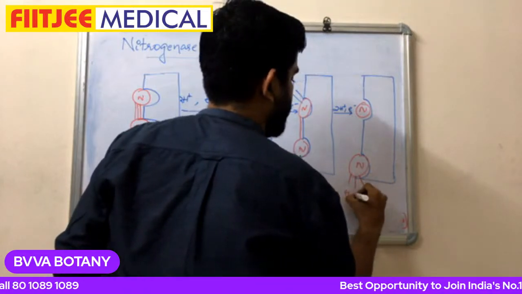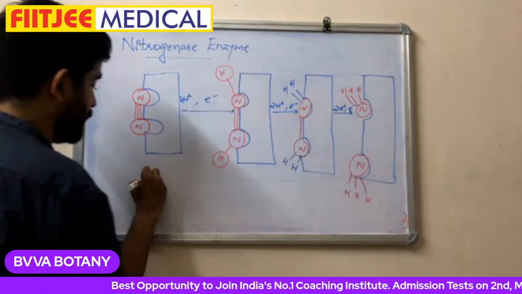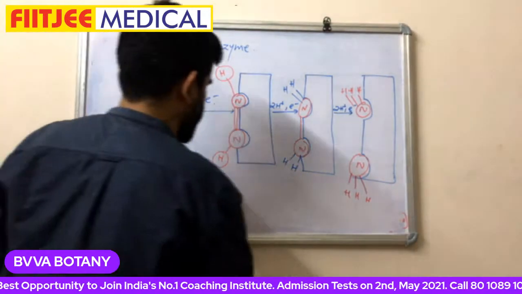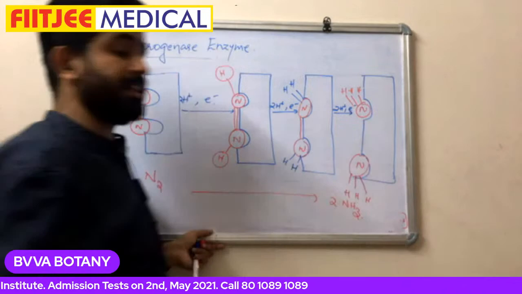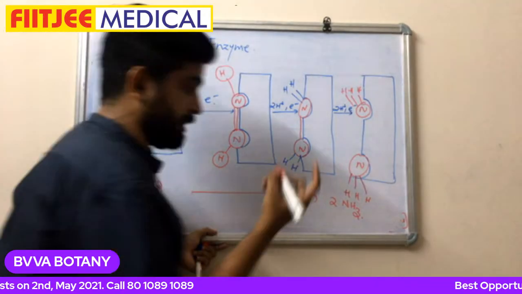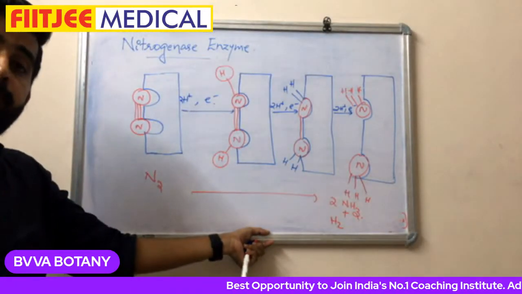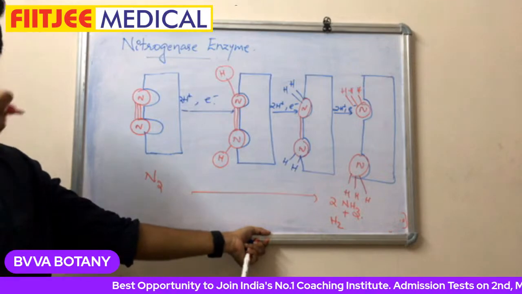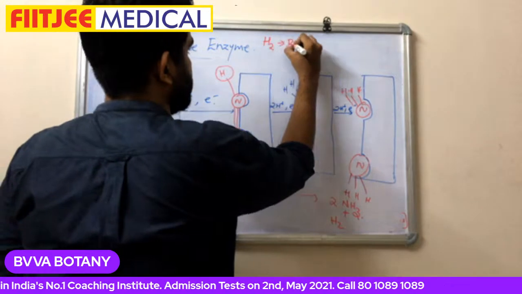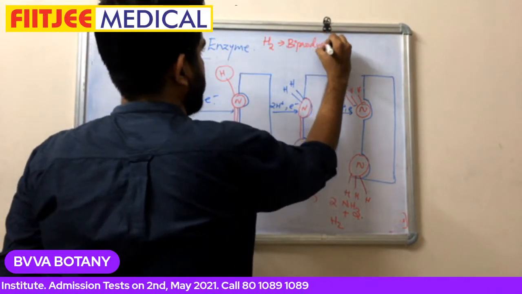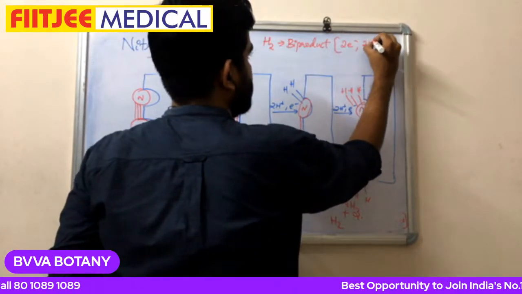And as a result, finally, how many hydrogens? 3 hydrogens. So, from a single molecule of nitrogen, we are finally getting what? 2 molecules of ammonia. Along with that, there is production of hydrogen. Hydrogen is a byproduct here, and that byproduct is formed using 2 electrons and 2 H plus.